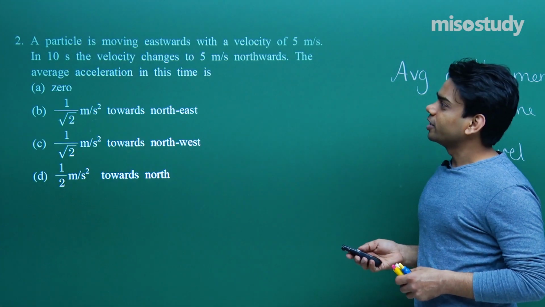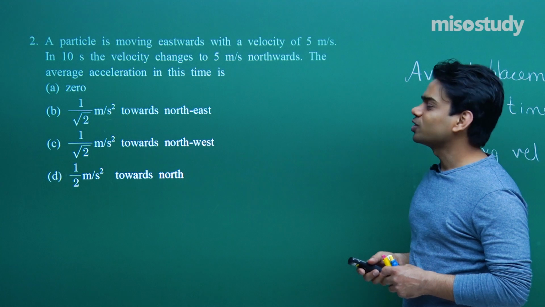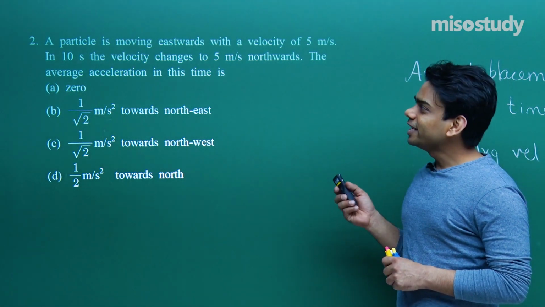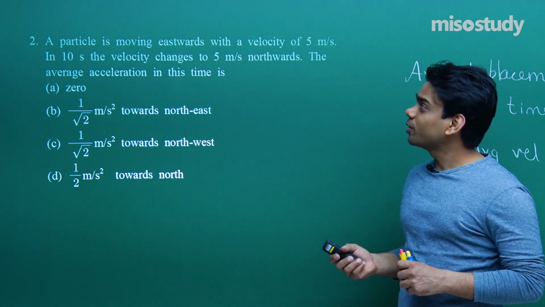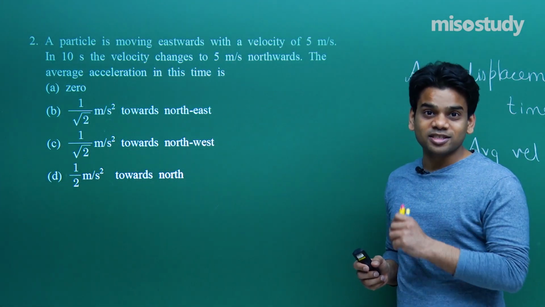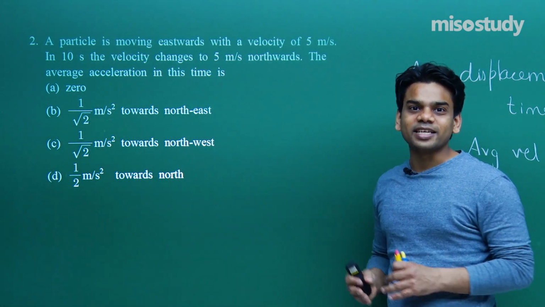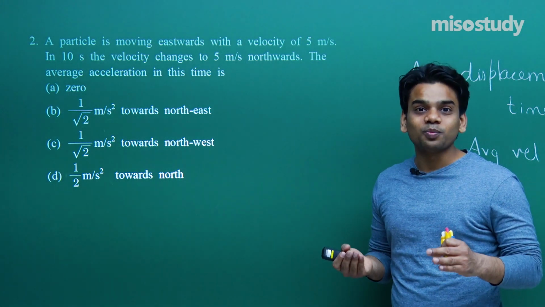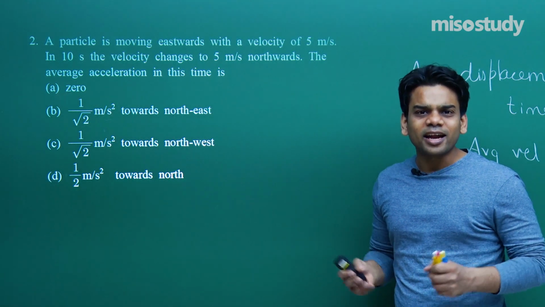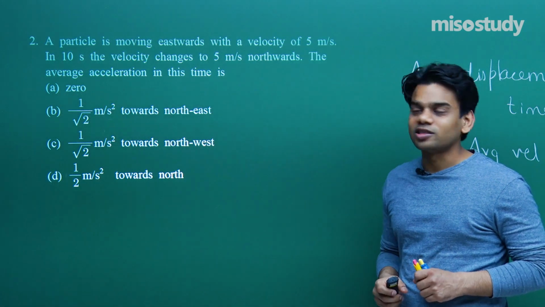The second problem of the day. A particle is moving eastwards with a velocity of 5 meter per second. In 10 seconds, the velocity changes to 5 meter per second northwards. Remember, the magnitude is not changing, the direction is changing. And here we know that velocity is speed with direction. Means you should have the magnitude of the speed with which the body is moving, and the direction. When you take both the magnitude and direction, that specifies completely the velocity.